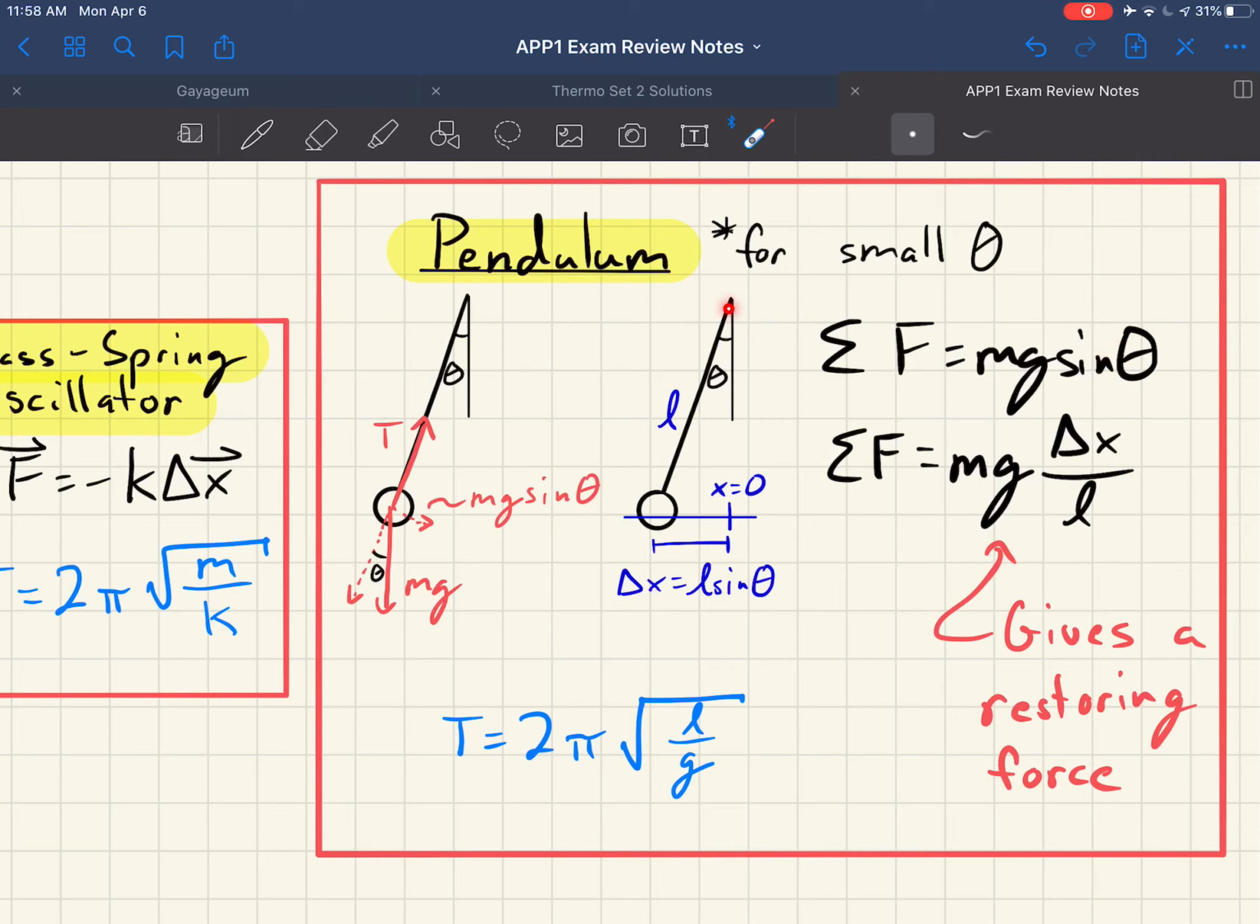So for instance here, if this is the length of the string, L, then this distance here is L sine theta. And we can see that sine theta is actually going to be equal to delta x over L. If I plug that in here, I get this equation. Notice that m is constant, g is constant, L is constant. So we have this equation where the magnitude of the force only depends on delta x, and delta x is the distance from equilibrium.